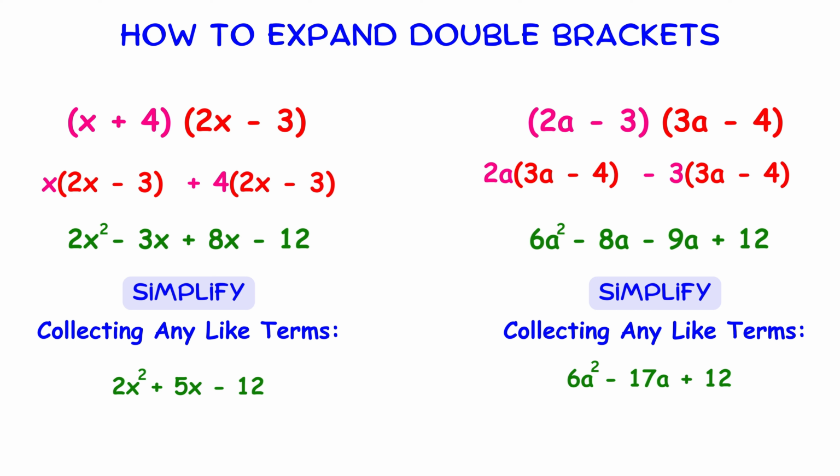So 2a times 3a, which is 6a squared, 2a times minus 4, which is minus 8a, minus 3 times 3a, giving us minus 9a, and minus 3 times minus 4, which is positive 12. And then like before, we need to collect any like terms, which this time will be this minus 8a and minus 9a, so we can combine them to get minus 17a, which means that overall, we'll have 6a squared minus 17a plus 12.